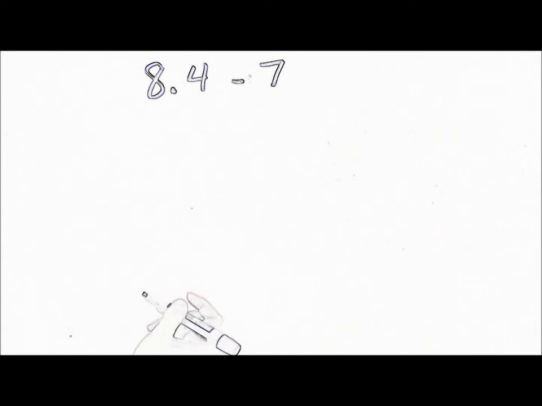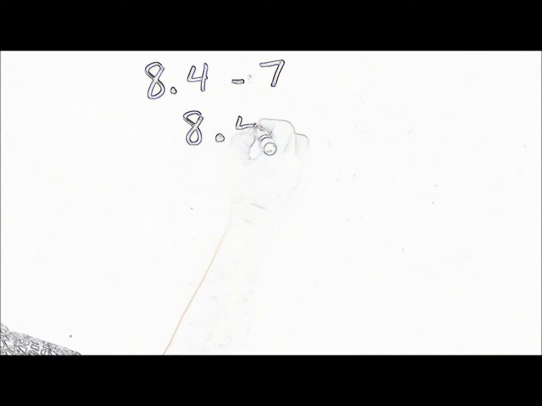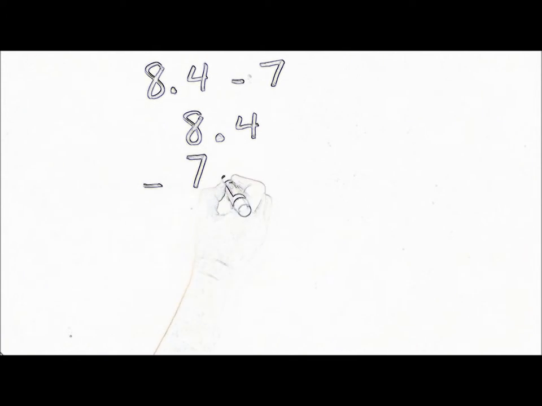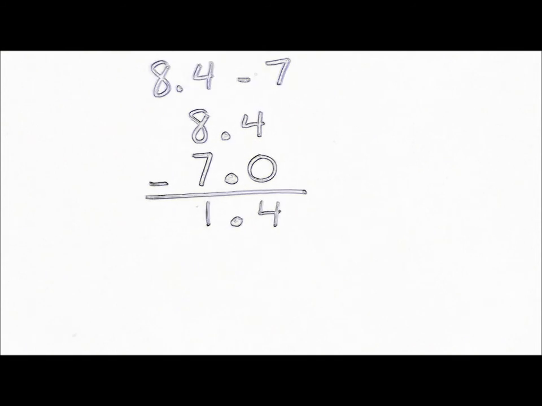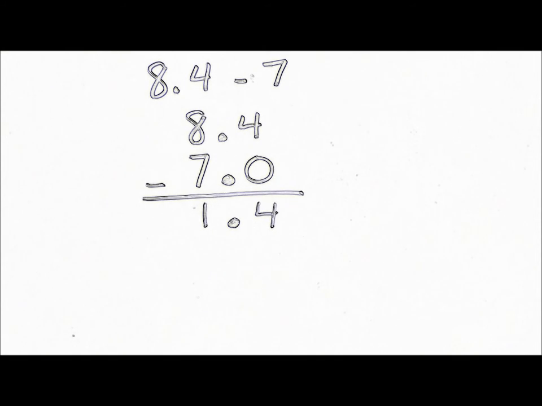Let's try another problem. Let's say that we had 8.4 minus 7. The first number in subtraction is always going to go on top. 7 doesn't have a decimal showing, but it really does have a decimal. It's to the right. I'm going to add a 0 on. Now we're going to simply subtract. That would be 4 and 1. And so the answer to that problem is 1.4.